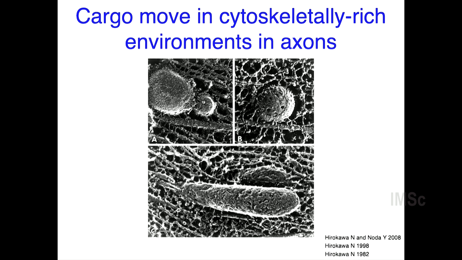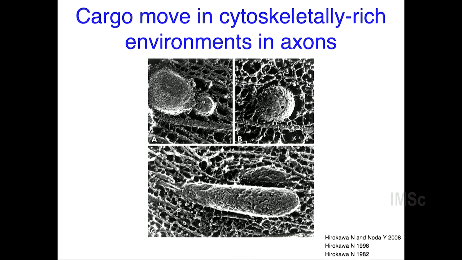and these are some of my favorites from someone who used to be the leader in the field, Nobutaka Hirokawa, you can see how crowded the environment is in which the organelles are moving. So here's a mitochondria, here's probably a synaptic vesicle, you have large cargo, you have small cargo. These, by the way, are the motors and the engines that move these different cargo.